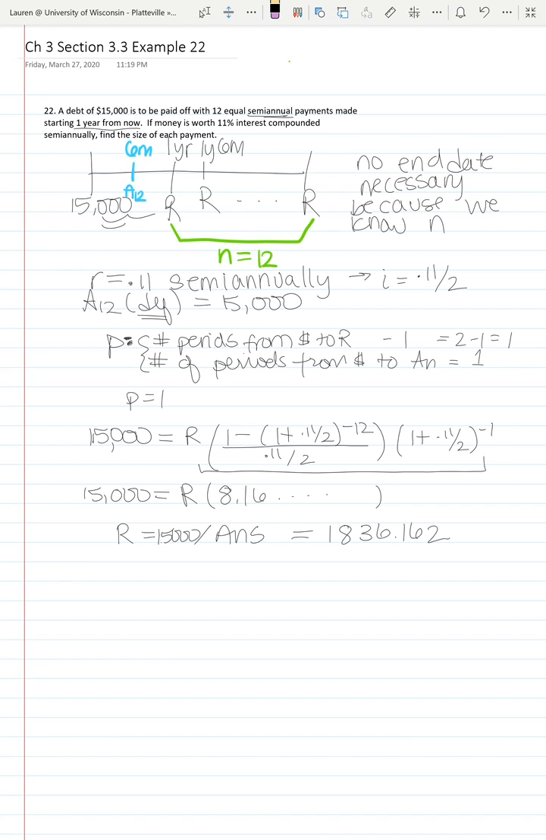$1,836.162. Now when we look at this, we want to round to the nearest penny. Nearest penny would be this placement right here. This is going to be the second decimal place that we're going to round to. Normally we'd want to round down because this is a 2, but because it's a payment, we're going to round up. So our final answer would be $1,836.17. Okay, so again, with payments, round up.